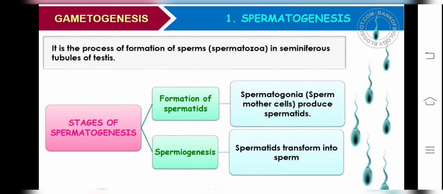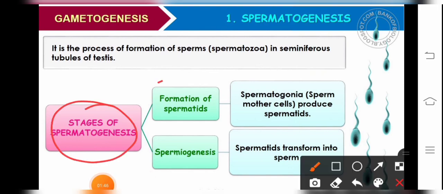Now the stages of spermatogenesis include two steps. One is formation of spermatids and the second one is spermiogenesis. Formation of spermatids involves spermatogonia, which, as I mentioned, are male germ cells or sperm mother cells, called so because they are immature. Initially this spermatogonia, male germ cell or sperm mother cell, one and the same, produces spermatids. These spermatids are not actual sperms because they are immotile, because sperm will be motile, right?